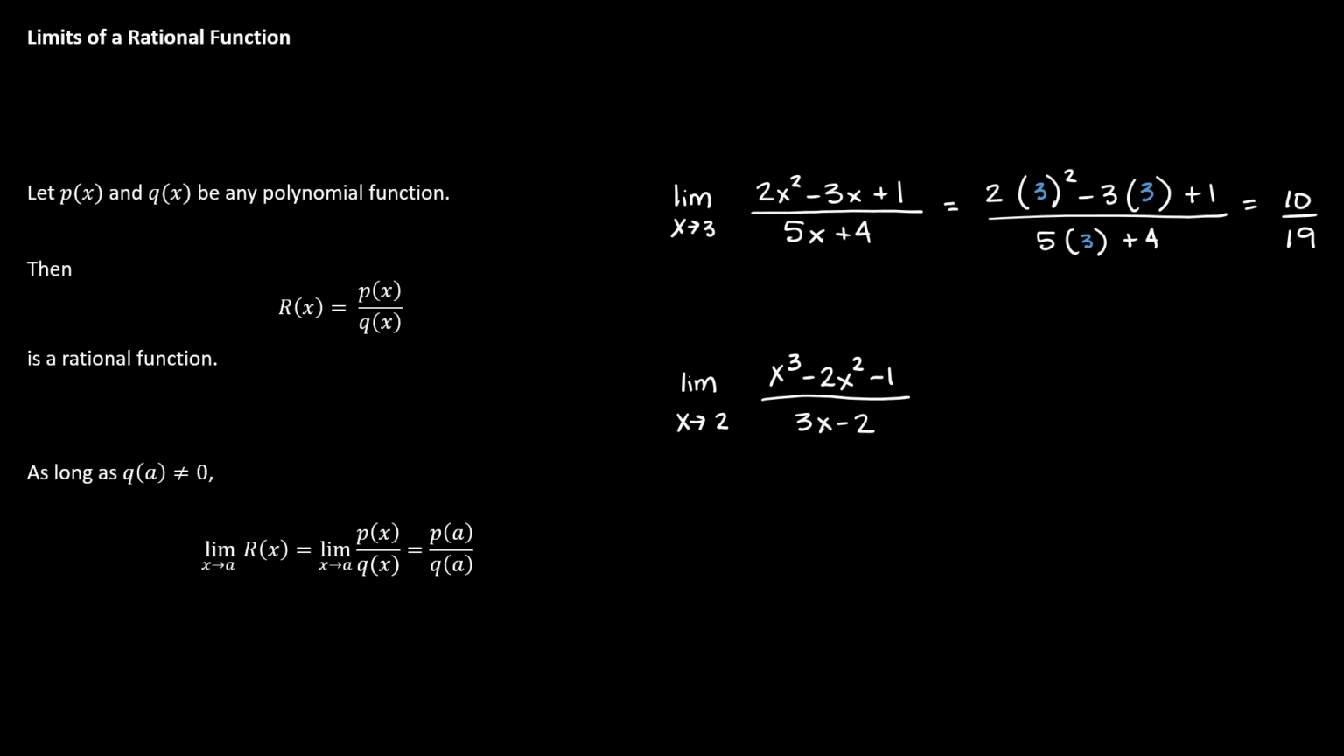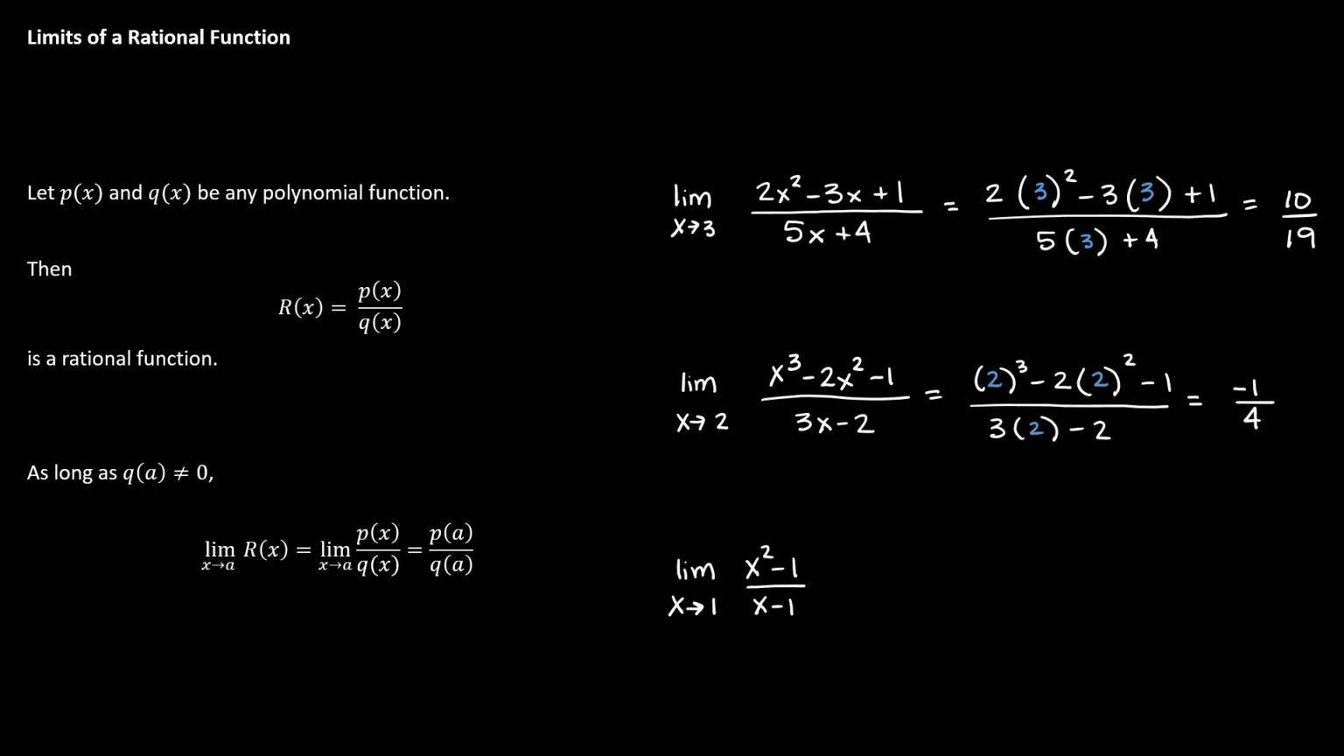Let's try another one. x cubed minus 2x squared minus 1, all divided by 3x minus 2. We're looking at the limit when x is approaching 2. We double check that plugging 2 into our denominator does not cause a 0. It doesn't, so we can go ahead and evaluate using direct substitution. Replace all of the x's with 2's and simplify. We get negative 1/4.